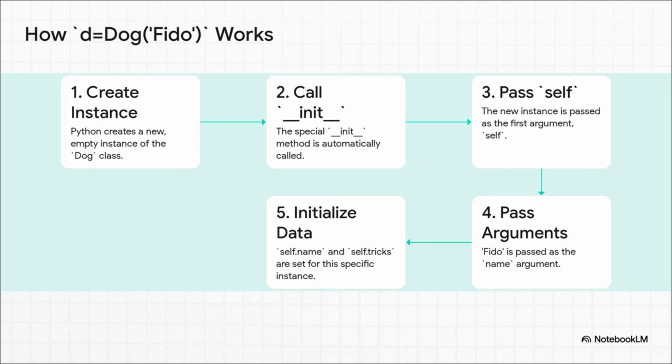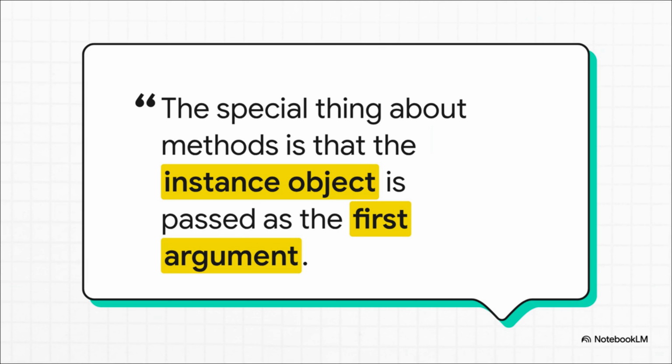So inside that method, self.name = name is basically saying, hey, for this specific object I'm building right now, set its name attribute to Fido. It's the setup phase. And that is the whole secret to self. It's not some crazy magic keyword. It's just the name we give to that first argument that receives the instance itself. It's how an object can talk about its own stuff, its own attributes and methods. It's basically the object's way of saying me or my.